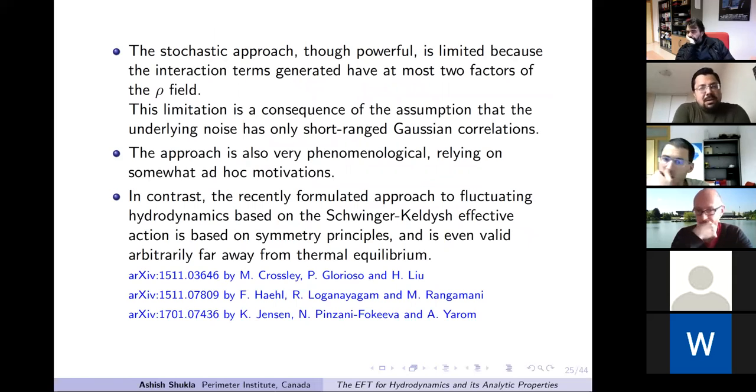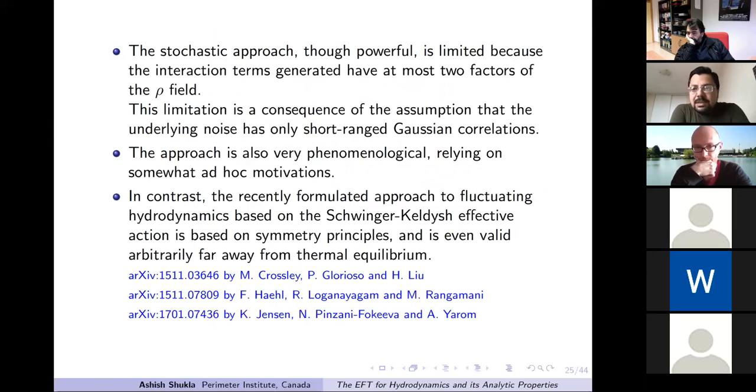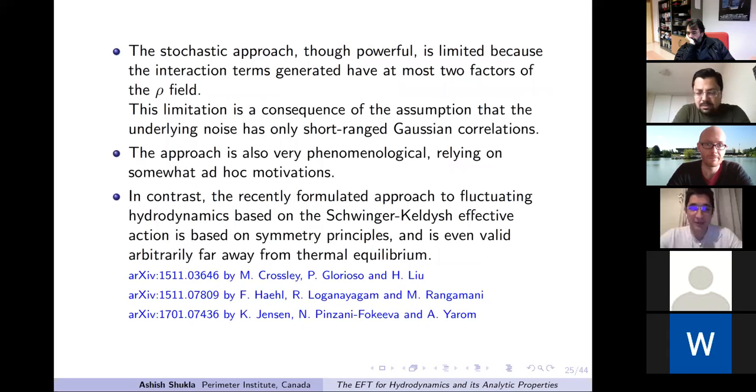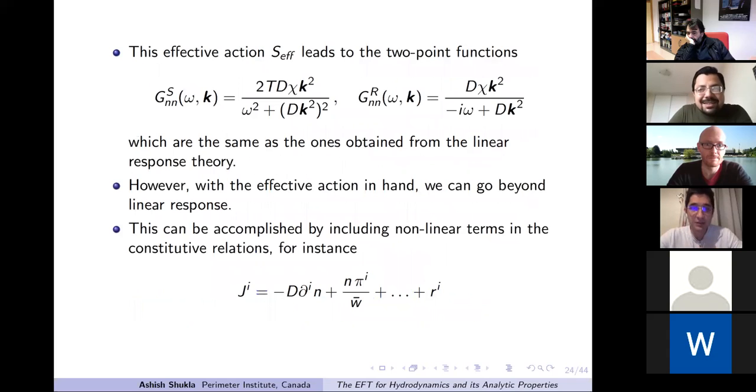Sorry, can I ask a question? Yeah, sure. My question is about the previous question. In fact, you fixed C, I think, by using the relation between GRNN and GSMN, which is actually the fluctuation dissipation theorem. Then my question is how to do that in the nonlinear regime. In the linear regime, I can understand, but in the nonlinear regime, how to fix C when including the n pi I over w bar term, for example, in the JI current?